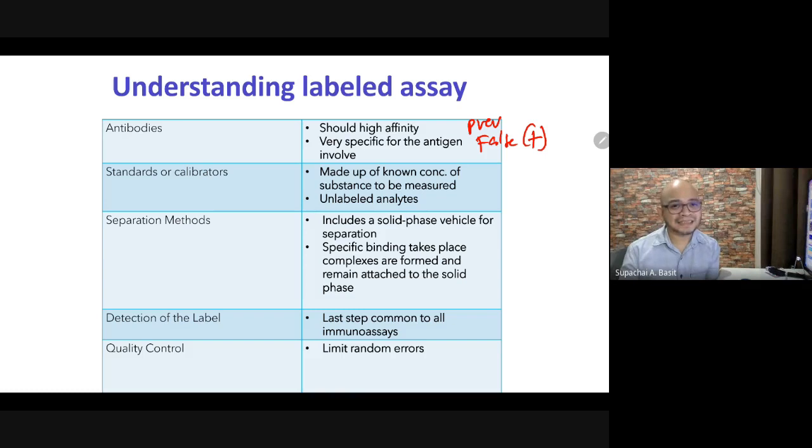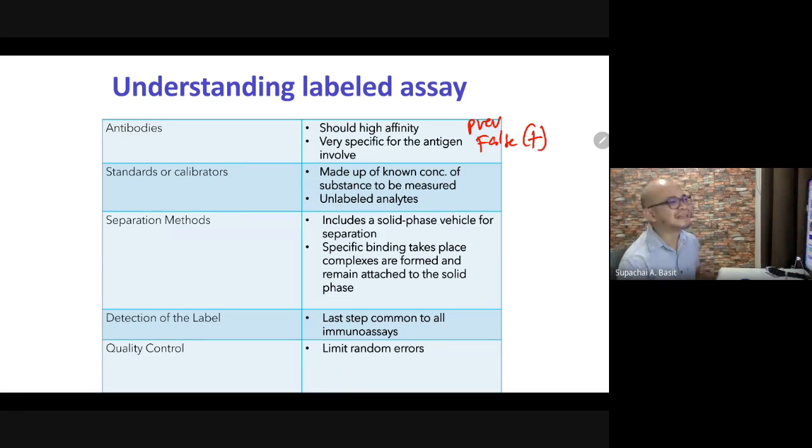And then standards or calibrators. So when we say standard, it is a substance of known concentration. Okay. And then unlabeled analytes should also be present. Separation methods include a solid phase vehicle for separation. So that's the reason why in our ELISA washer present in our lab, there's a machine that would do the separation phase. Okay, so that we could ensure that specific binding takes place, complexes are formed and remain attached to the solid phase. And then detection of the label.